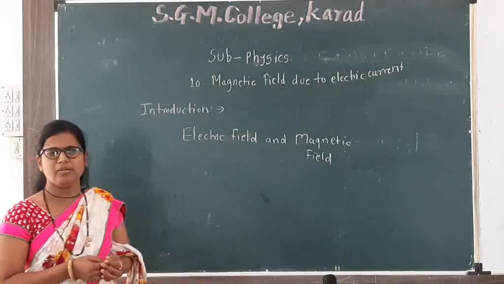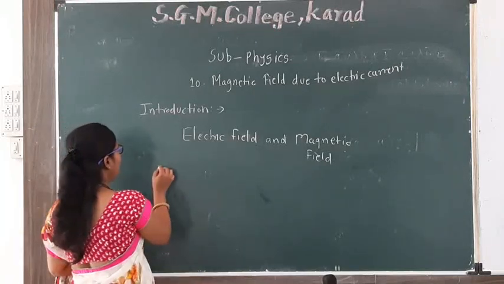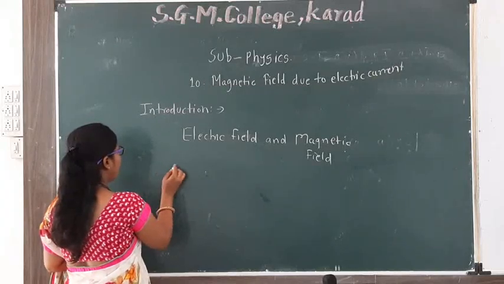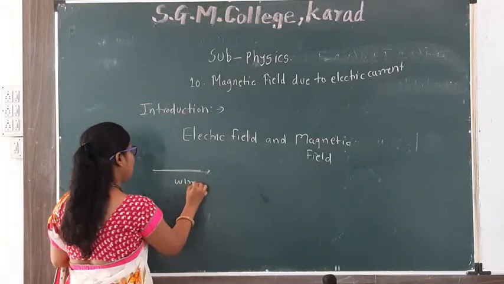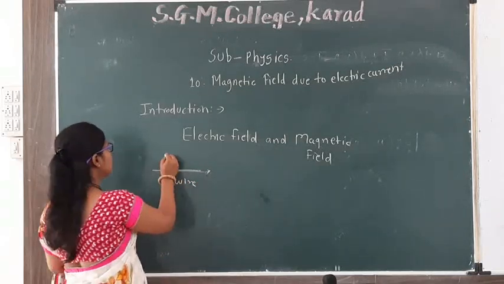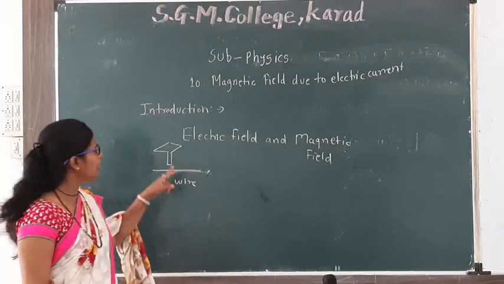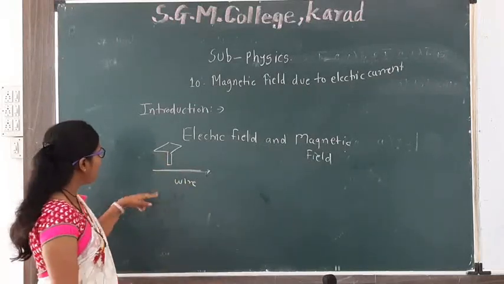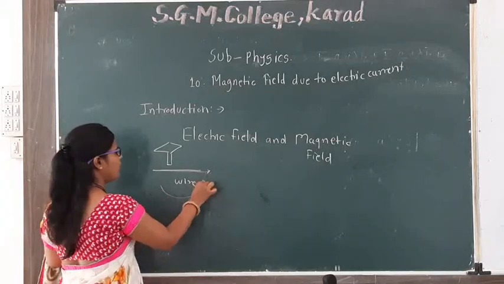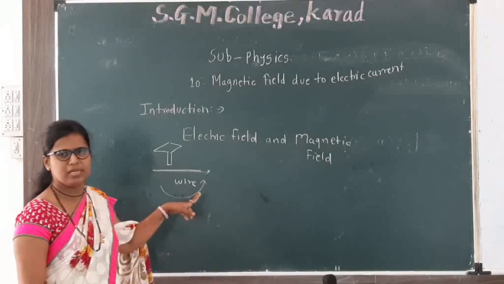In the 11th chapter we learned about the current carrying wire. When a magnetic needle is brought close to the current carrying wire, a magnetic field is produced around the wire. We learned this in 11th standard.